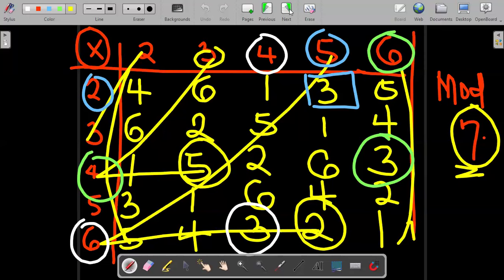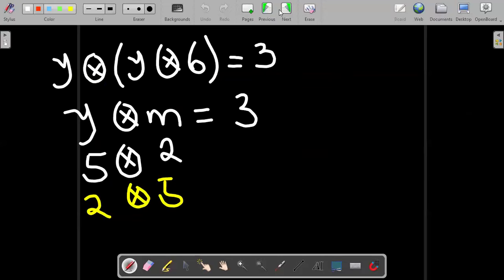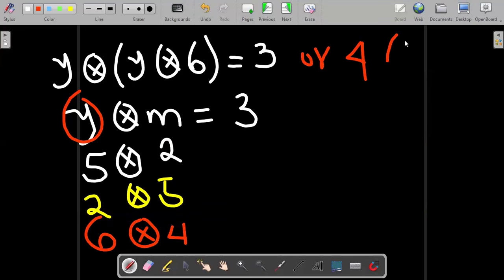Look at it here. 2 and 5 also give us 3. So it's either 5 and 2 or 2 and 5. So we equally have 6 and 4. That means here can be 6 or 4, or it can be 4 or 6. Also gives us 3. You see that?